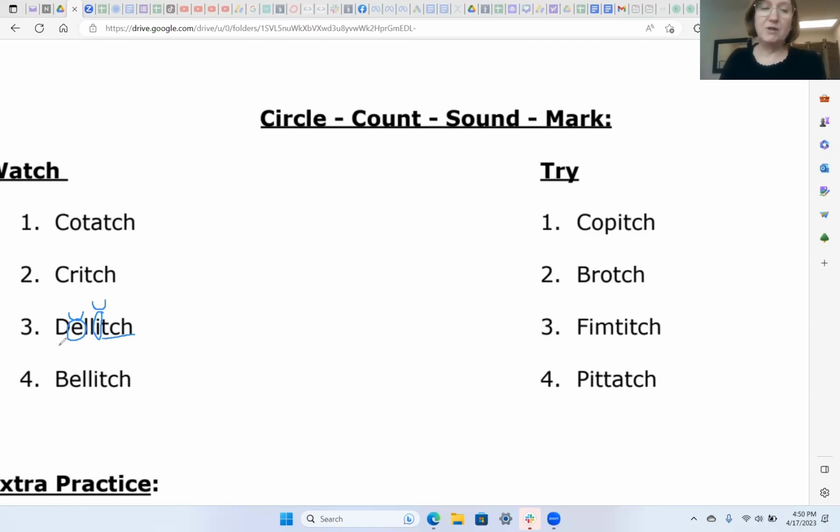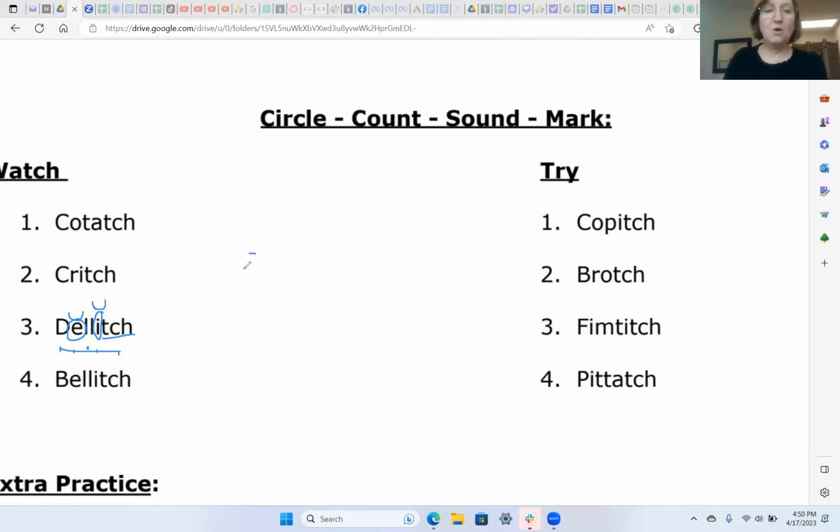So when I pencil read it, we have d, e. These two L's only get one dot because we're only dotting the sounds, not the letters. O, I, ch. When I connect the dots, I have delich, delich, delich.